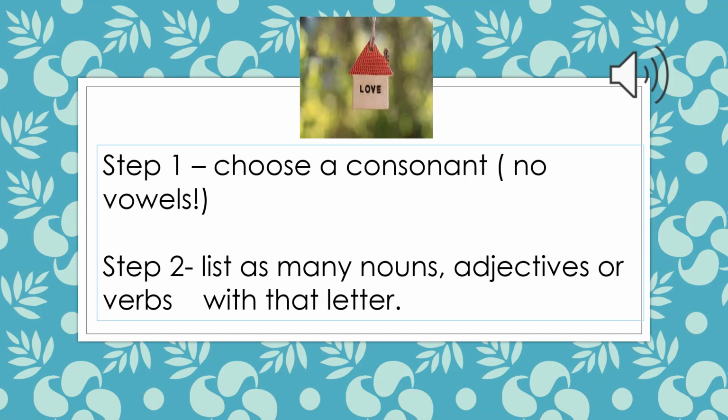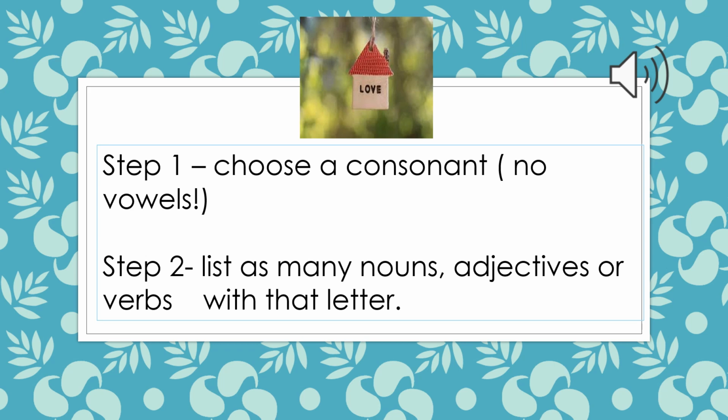There are 5 steps. There are very easy steps. Let us begin with the first step. You have to choose a consonant sound. Remember, alliterations are only formed with consonant sounds, no vowels. So you can choose any letter of the alphabet. It could be B, it could be C, it could be D, it could be any letter, but it has to be a consonant sound.